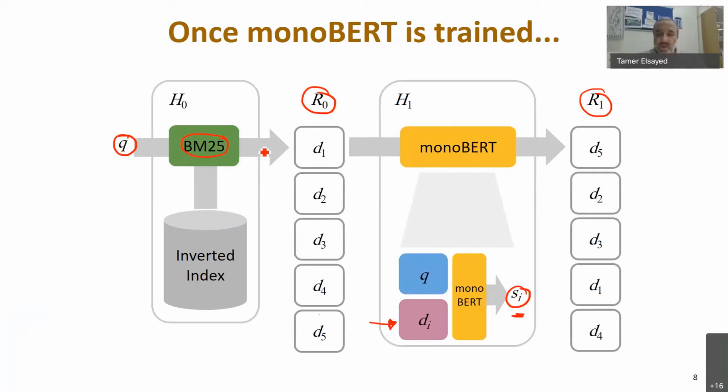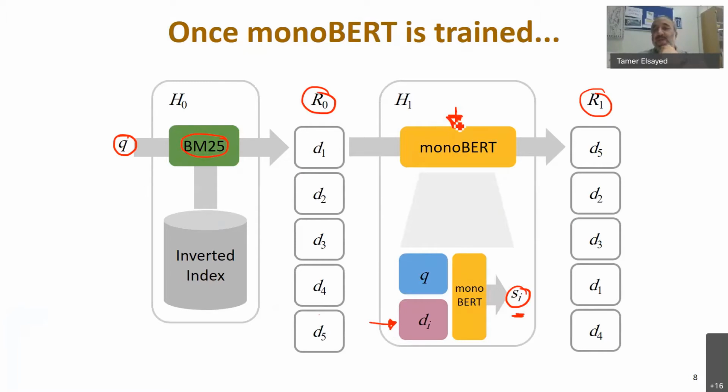Is that what you saw here on that slide? Is that part of training or part of re-ranking at inference time? Re-ranking, not training. Re-ranking. Anybody saying training? So where's the trained model here? MonoBERT. Yeah, this box. This box is the trained model.